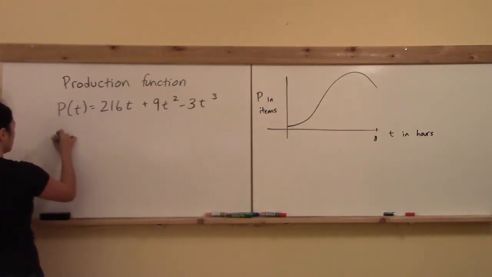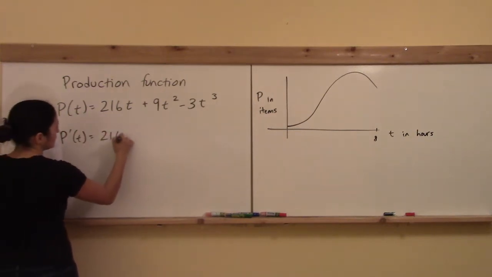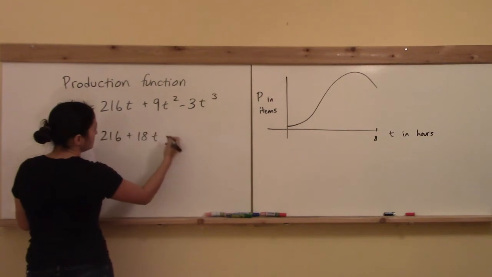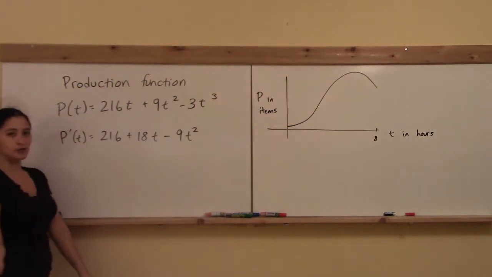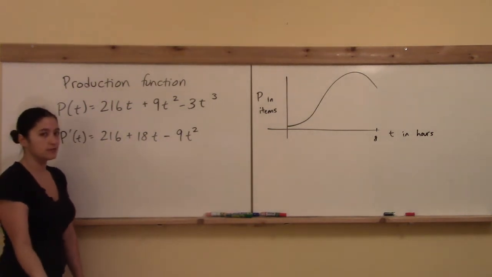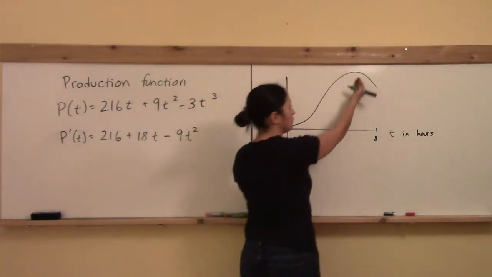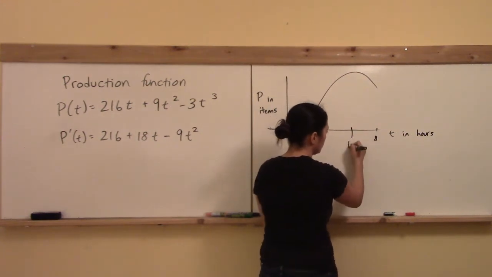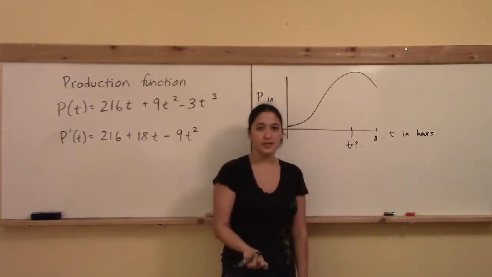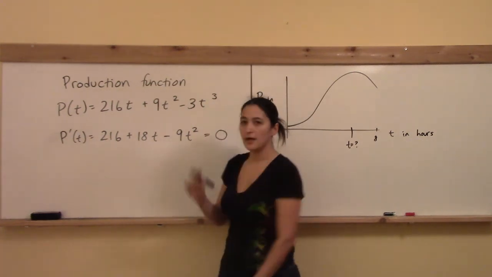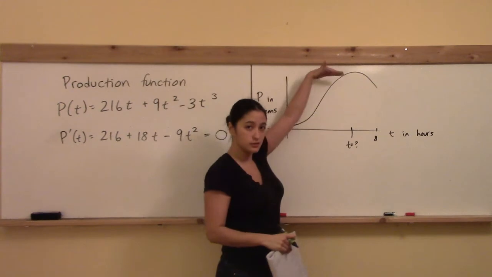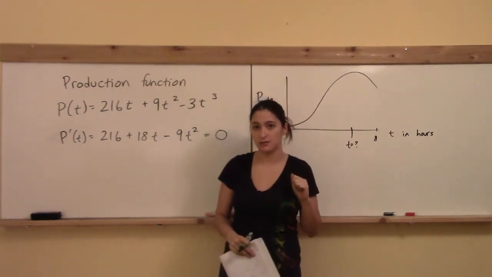All right, and so first we'll start with p prime. And you get p prime of t is equal to 216 plus 18t minus 9t squared. All right, so if you were going to locate the relative extrema, such as this relative maximum right here, what is this? T equals what? The answer would be someplace where the derivative equals 0. And that's because I can see the horizontal tangent that's synonymous with the relative extrema.